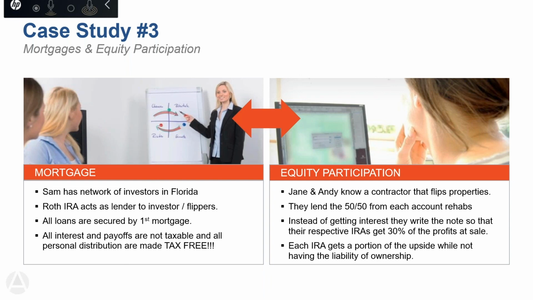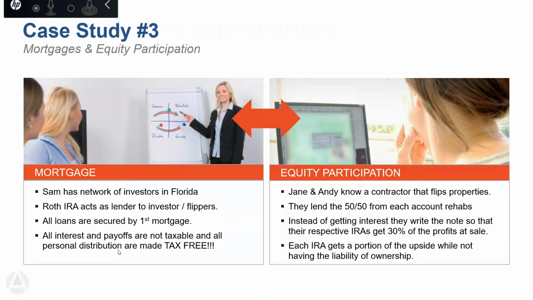Then the equity participation loan that I mentioned earlier is pretty cool. So in this case, Jane and Andy know a contractor that flips properties. They lend 50-50 from each account for the rehabs. And then instead of getting an interest rate written into the note, their respective IRAs get 30% of the profits at sale. So they aren't getting any monthly payments from this. When the property sells, they're going to get paid 30% of the profits. Sorry, so if there's $100,000 profit and they get 30% of that, each account would get $15,000 plus their underlying principal on that loan.